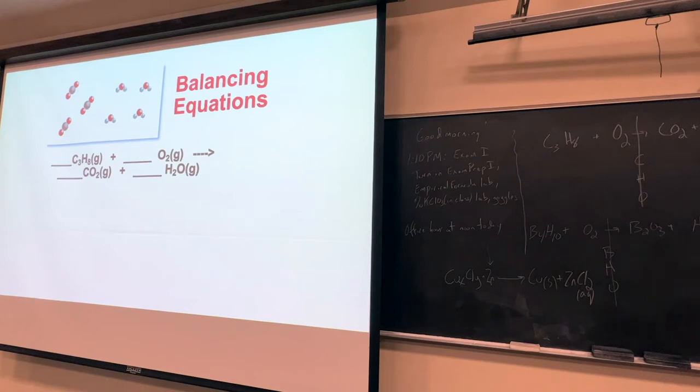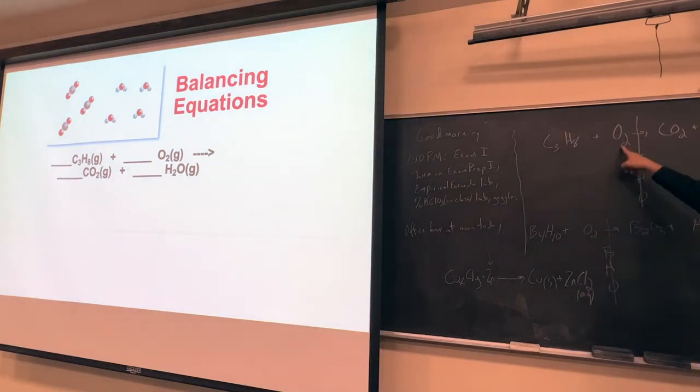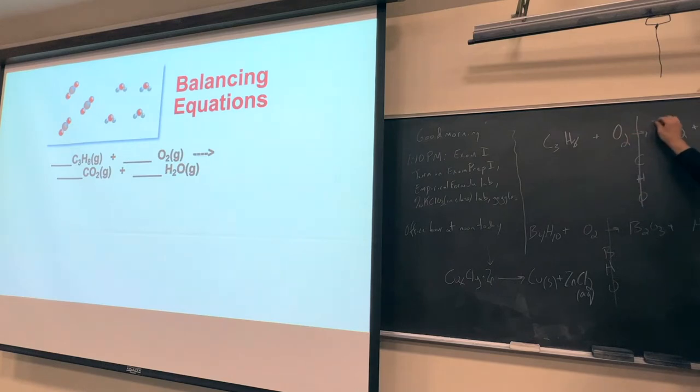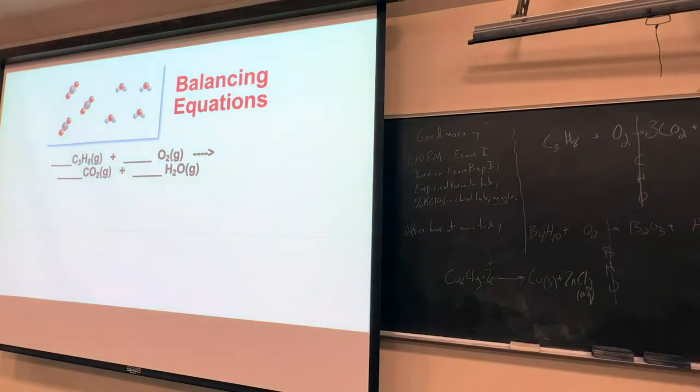What I would do on a problem like this is just start playing with it a little bit. Oxygen last, so let's mess with the carbon. Propane has 3 right there. I'm going to put a big 3 in front of CO2, and that will, at the very least, make your carbons balance.